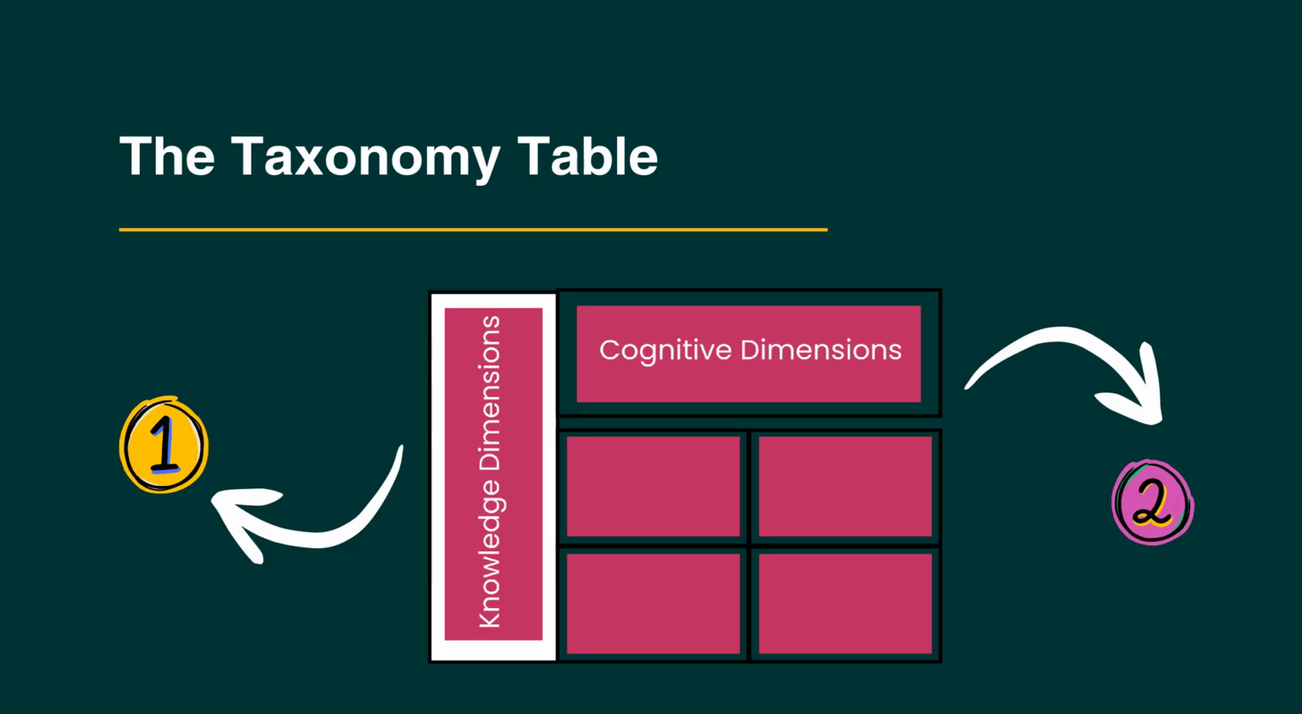more impactful and measurable. When applied to storytelling, the table guides us in choosing whether to focus on facts, concepts, procedures, or reflective thinking, and whether the goal is for learners to remember, understand, apply, analyze, evaluate, or create. This ensures that every story has a clear learning purpose.